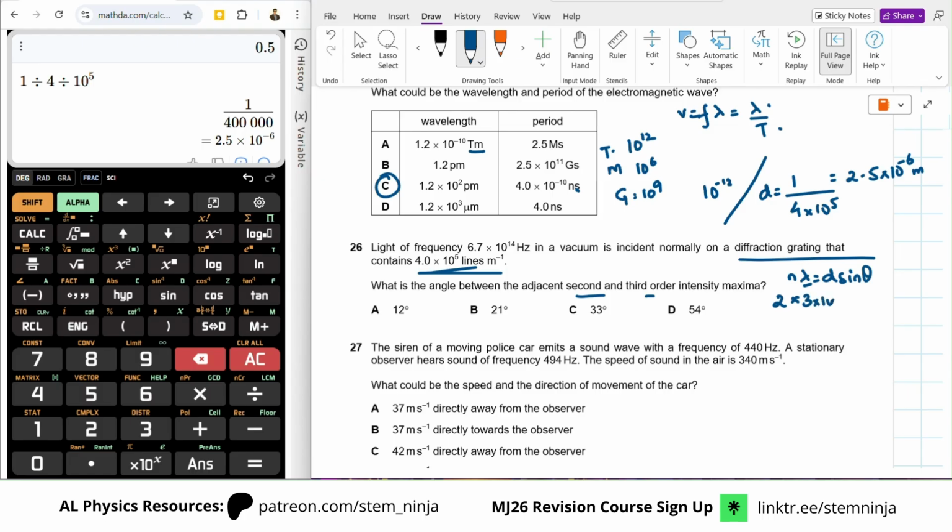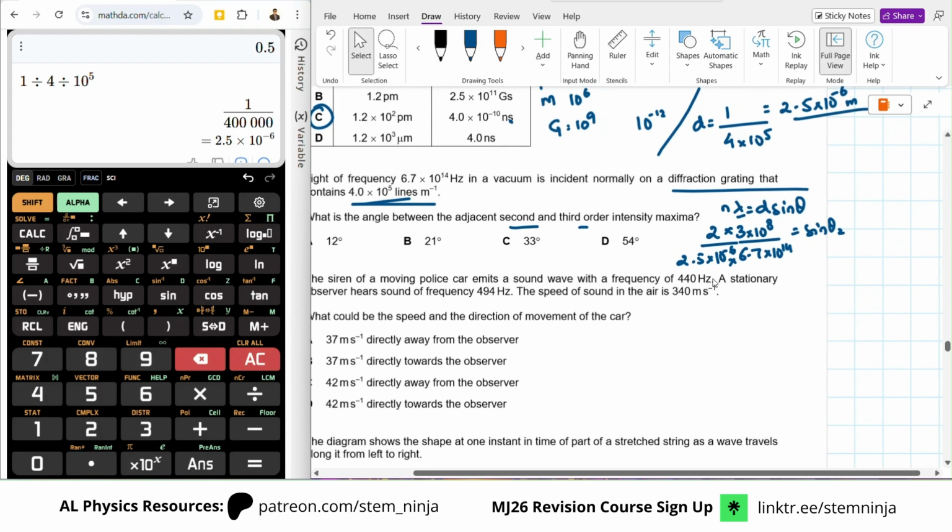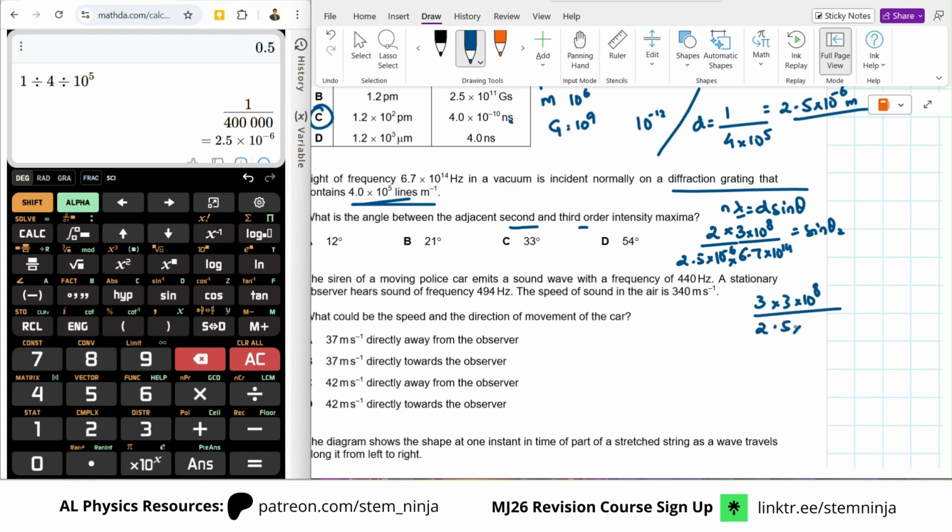So 3 times 10 raised to power 8, frequency is 6.7 times 10 raised to power 14, divided by d. D is this value, 2.5 times 10 raised to power minus 6. This would be the sine theta for order number 2. And for order number 3, this would be 3 times 10 raised to power 8, over 2.5 times 10 raised to power minus 6, and frequency remains the same.